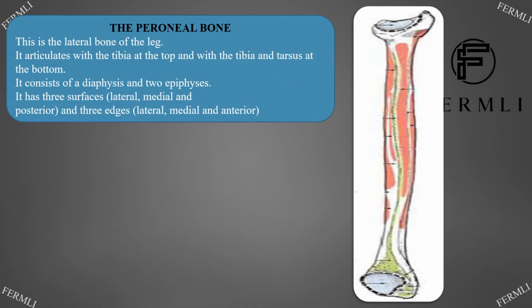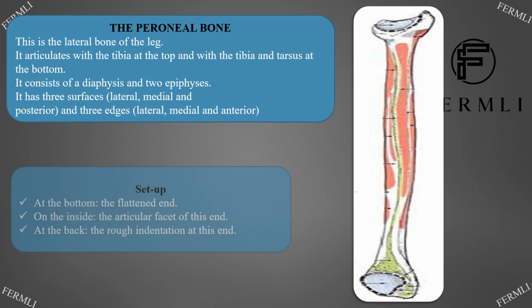The peroneal bone, the fibula. This is the lateral bone of the leg. It articulates with the tibia at the top and with the tibia and tarsus at the bottom. It consists of a diaphysis and 2 epiphyses. It has 3 surfaces, lateral, medial and posterior, and 3 edges, lateral, medial and anterior. At the bottom, the flattened end.